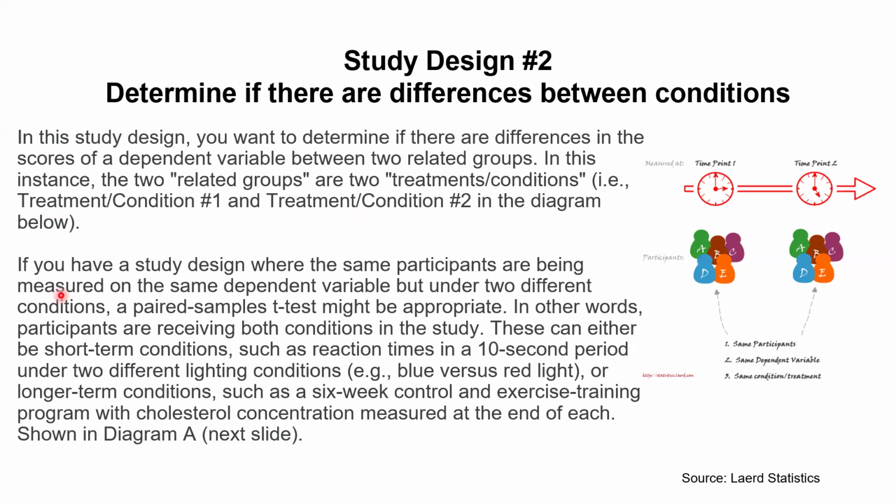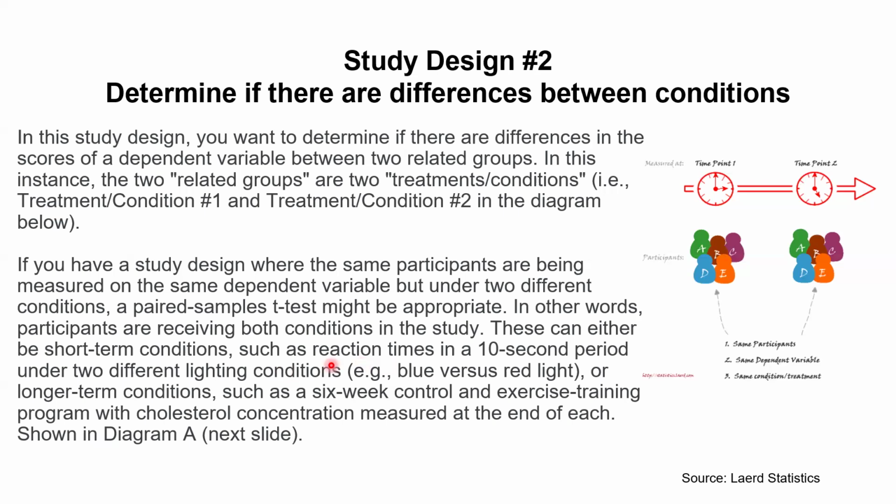Okay. Now, if you have a study design where the same participants are being measured on the same dependent variable, but under two different conditions, then we're going to use a paired t-test. In other words, here, participants are receiving both conditions in the study. So both of them would be exposed to the two treatments. This can either be short-term conditions.